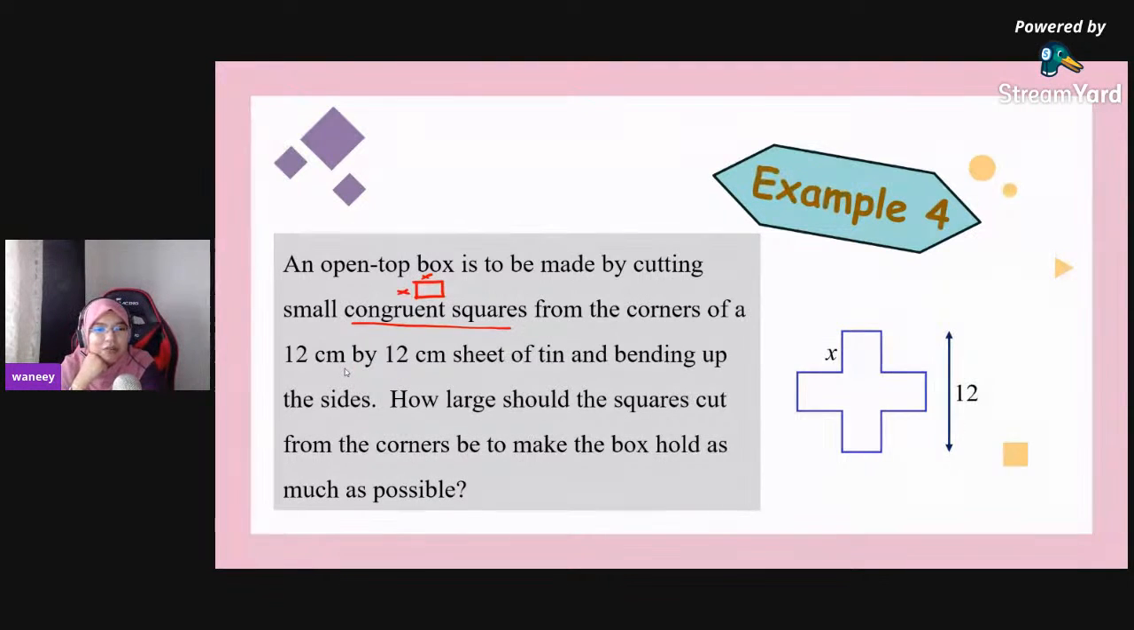From the corner of a 12 centimeter by 12 centimeter sheet, and bend it up the sides. So once we cut the corner, we're going to bend them up. First we cut them, this one, we're going to cut them first. Once we cut them, we're going to bend them up. Later we use a ruler and pull it up, this side, this side, this side. Okay, so now, how large should the square cut from the corner be to make the box hold as much as possible?